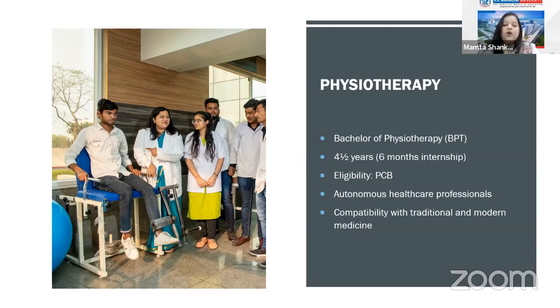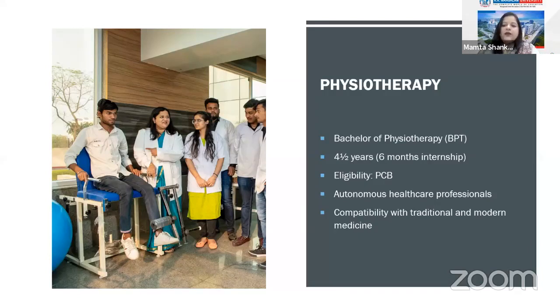Physiotherapy is an autonomous healthcare profession. That means that we can work without referrals. And that makes us a very, let's say, lucrative option from a career perspective. Because right after BPT, once you've got your degree and done your internship, in case you're in a state like ours or Delhi, you need to take a license. Once you have that, then you can open up your own clinic. You can go and work in a hospital. You are autonomous or independent.